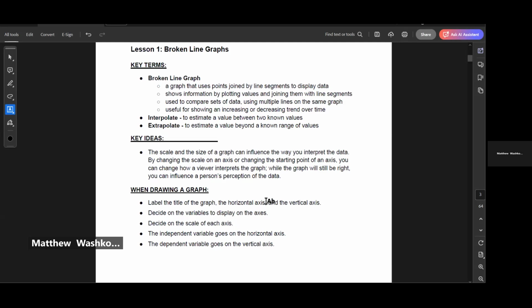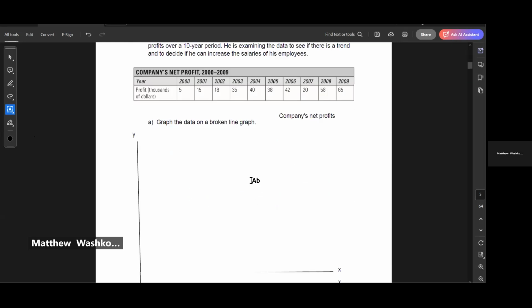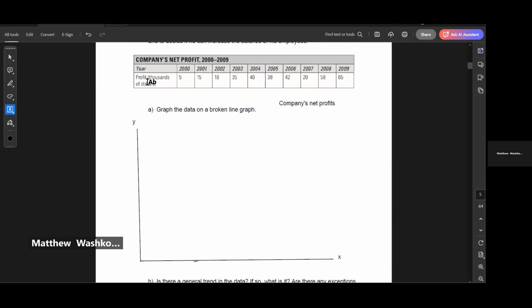Now I need to decide on the variables to display on the axes. What are my variables? The year and the profit. Think for a second. Which one of those goes on the x-axis, which is always the independent variable? Almost always going to be time, right? And money's usually on your y-axis, okay? So on the bottom, I have my year. On the y-axis, I have our profit in thousands of dollars.